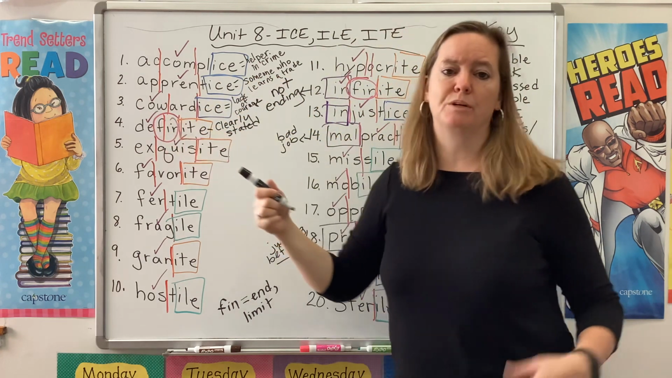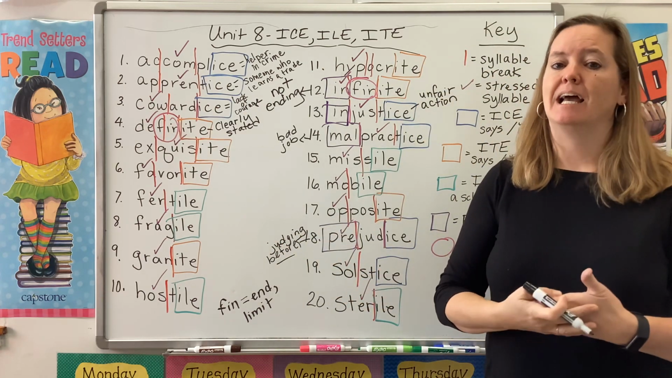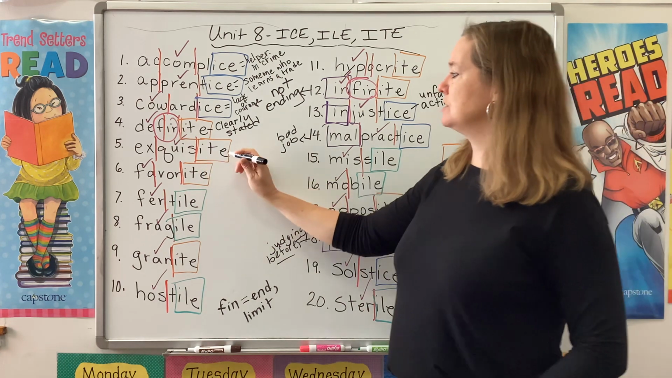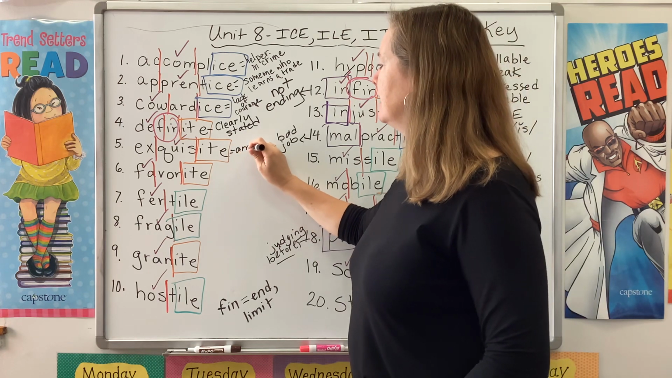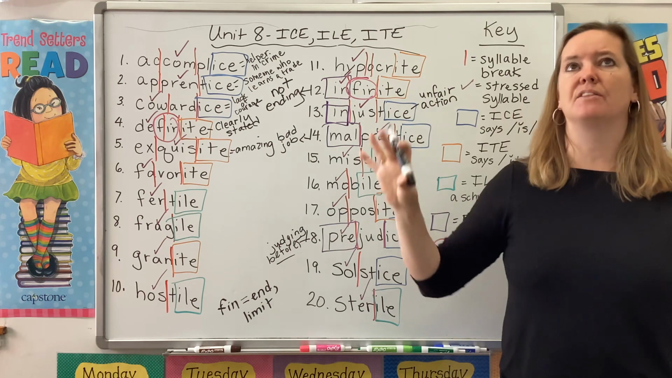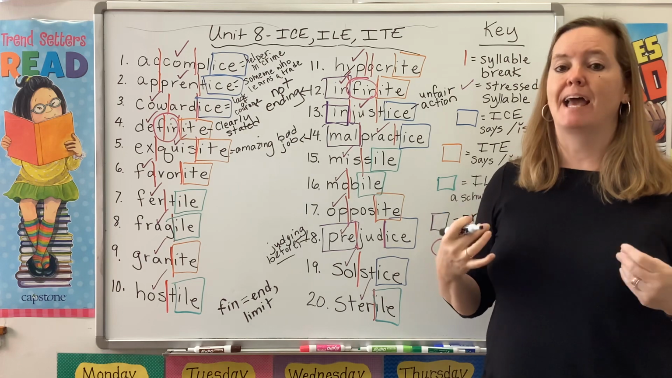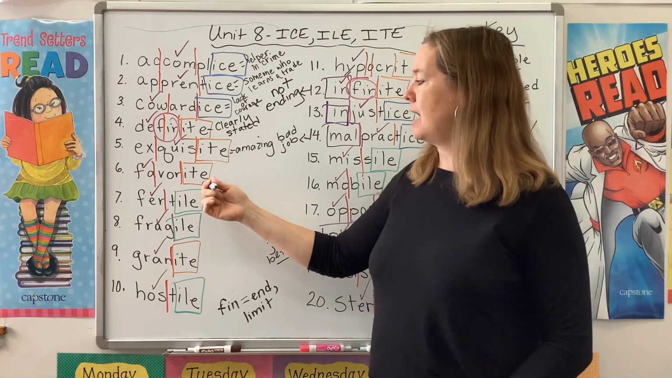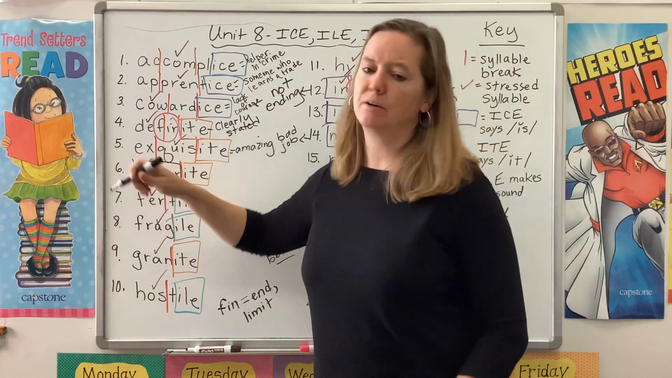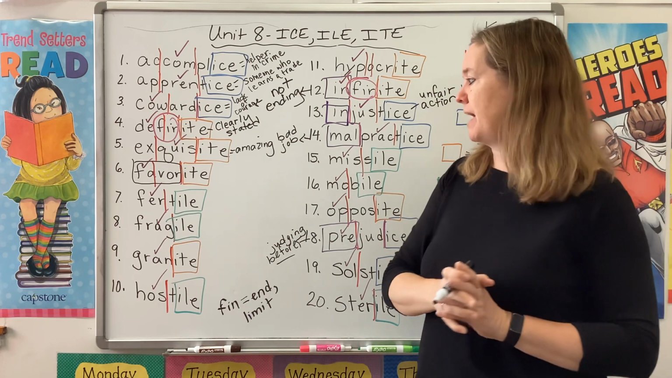Cowardice is a lack of courage. You've probably heard the word coward before. So a person who is a coward is experiencing cowardice, just a lack of bravery. If something's exquisite, it's amazing. Someone has exquisite taste. Everything in their house just looks beautiful, or everything they wear matches perfectly. They have exquisite taste. Favorite, just keep in mind the word favor is hiding in there. If something is your favorite, you favor that, you prefer that.